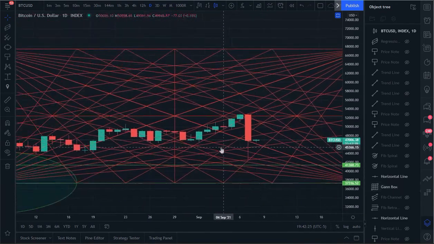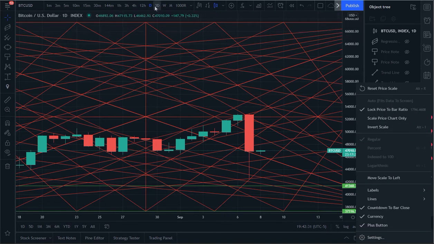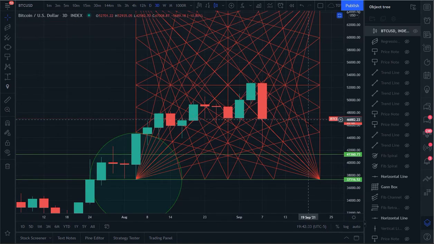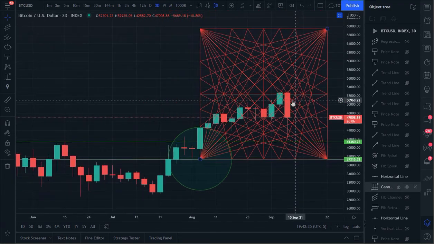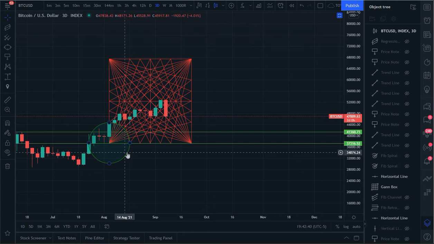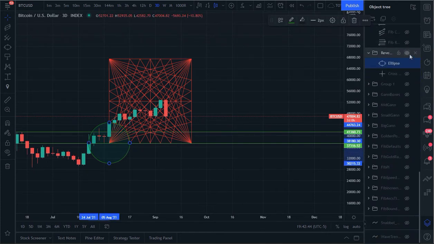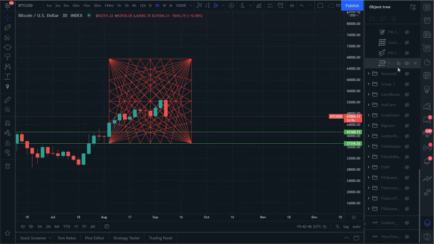Because it could be very time consuming. First of all, we have to go again to 3 days, because I started with this time frame to draw the boxes, and it's better. I will not need this circle anymore, so I will hide it. As you can see, I have everything very well organized here.